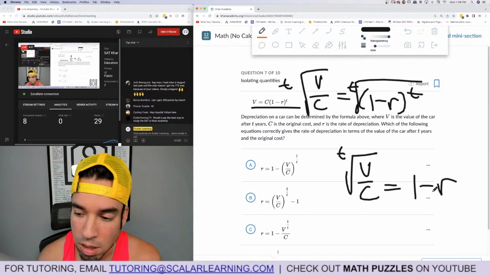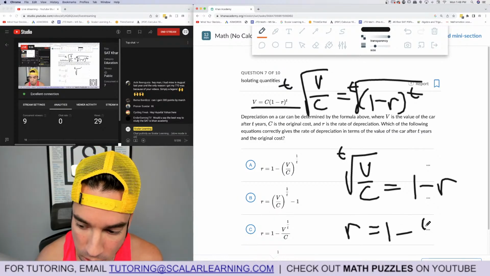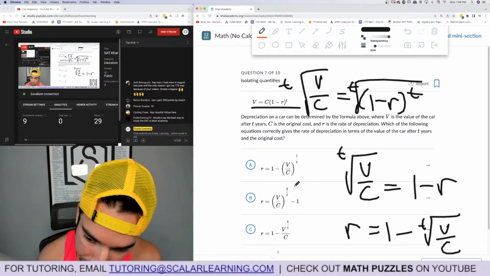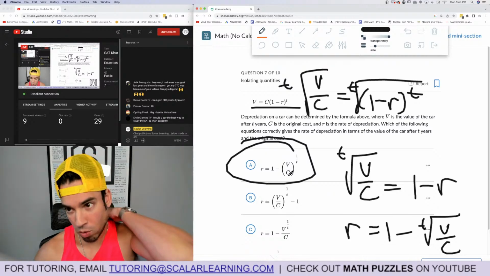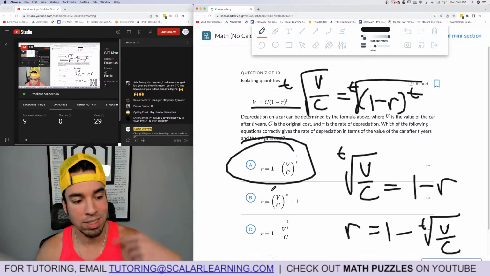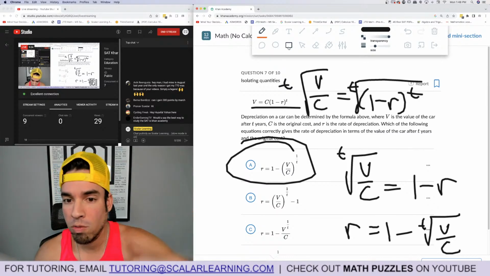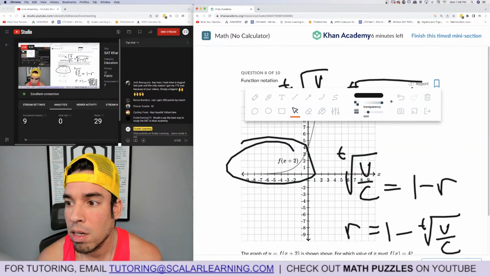Last but not least, I'm going to add r to this side and subtract this simultaneously so it looks like that. So then that 1 stays there, and then we're minusing the t root of V over C. 1 minus. It's this one. They changed the root to its rational exponent equivalent. The square root is to the 1/2 power, so the t root is to the 1 over t power. So A is the winner. Done. Next, 6 minutes.